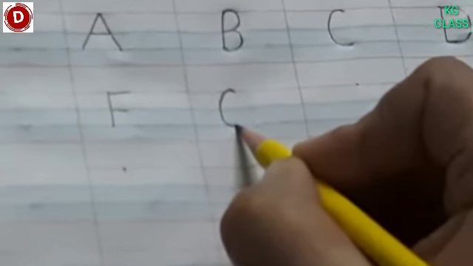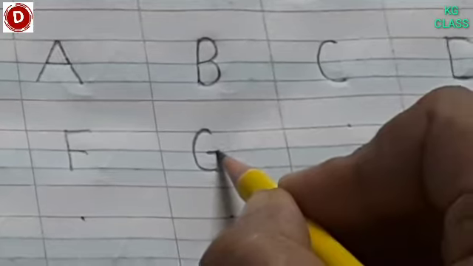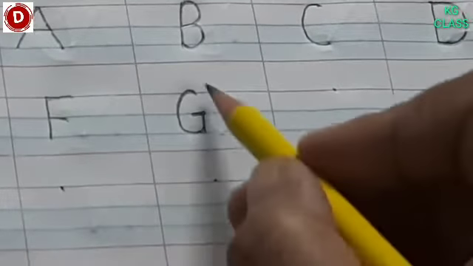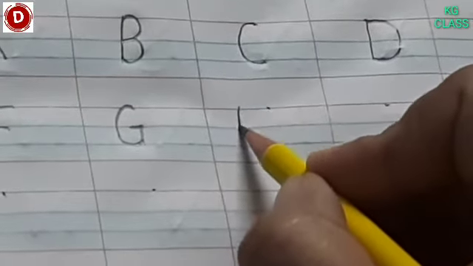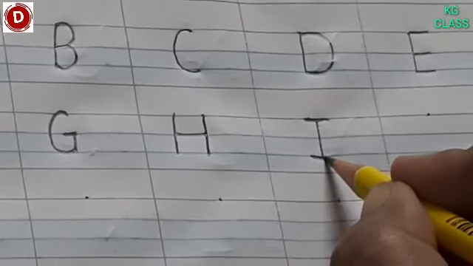After F comes G. First you have to make C and then remove your hand. Then make a small sleeping line and then a standing line like this and join it with the C. And in this way you have to write capital G. After G comes H. Two standing lines and one sleeping line in between like this, H. After H comes I. A standing line and two sleeping lines. One on the red line and the second one on the second blue line.